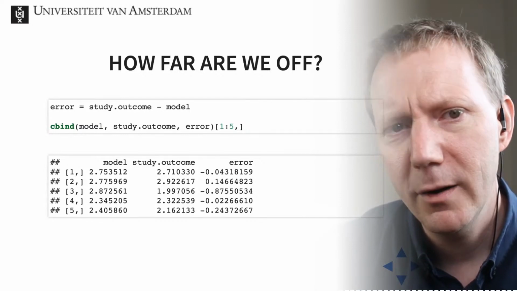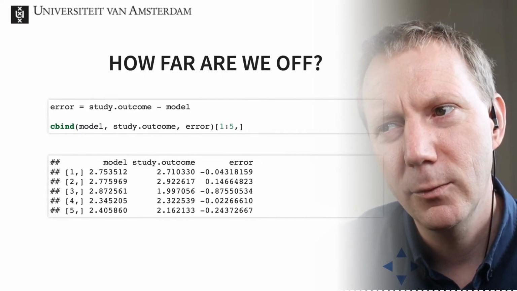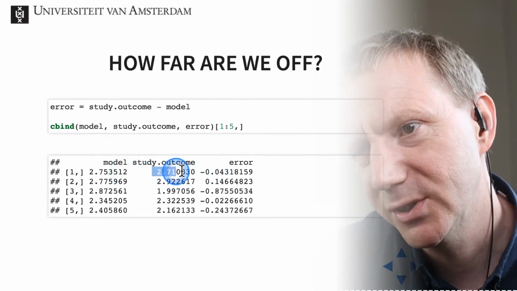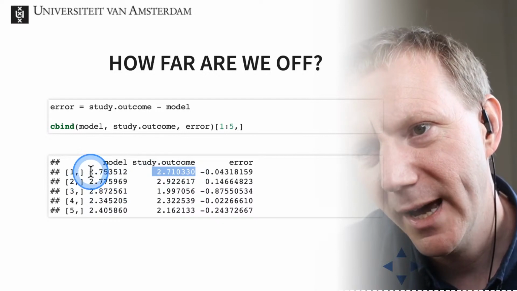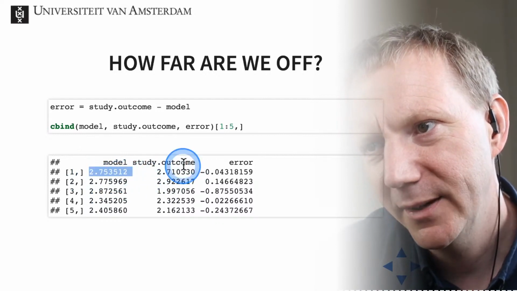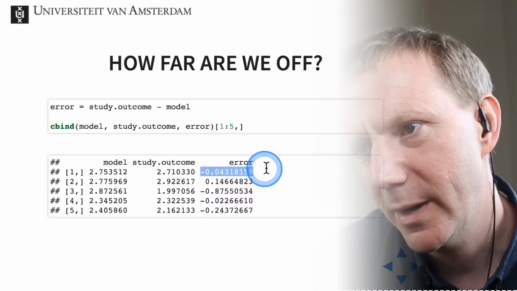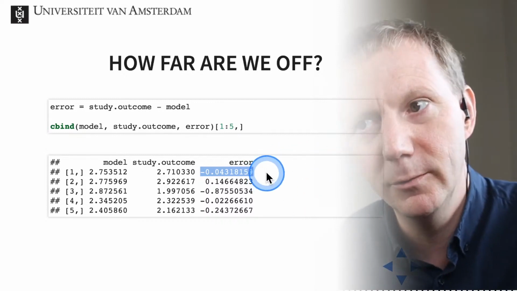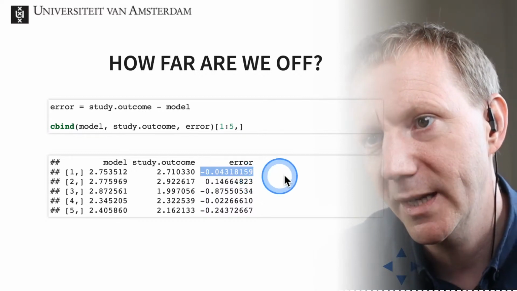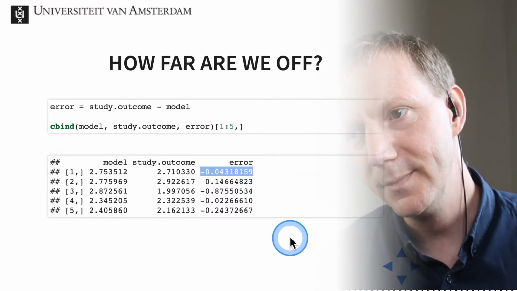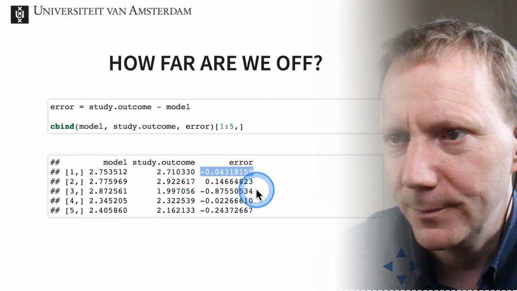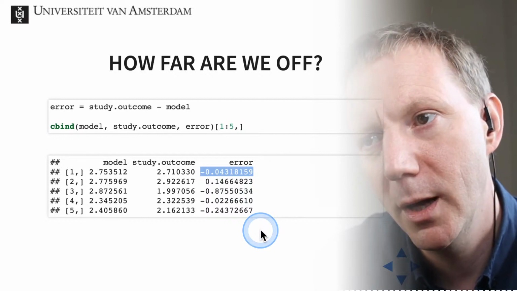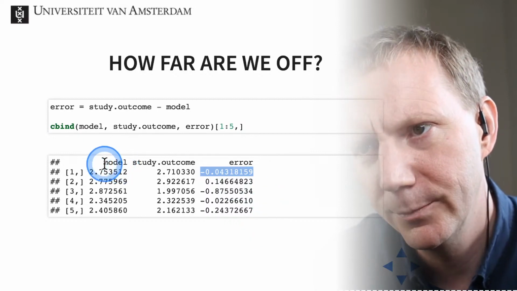So how far are we off? In other words, what is the error that we have? So we have our actual study outcome for each individual. We have our predicted study outcome, and the difference between those two is the amount of error that we have in our model. And this means that for each individual, we can calculate how much we're off based on the difference between the actual outcome and the model.